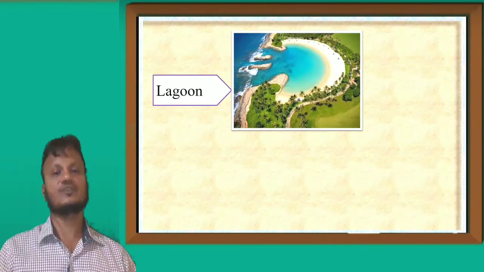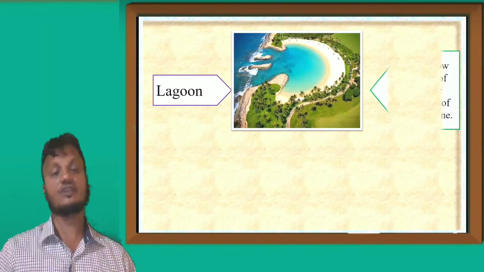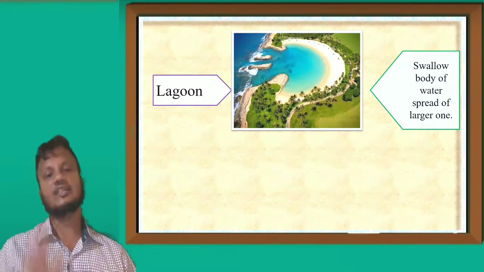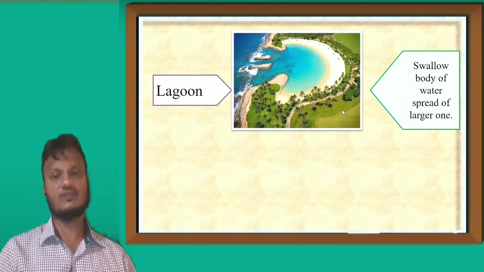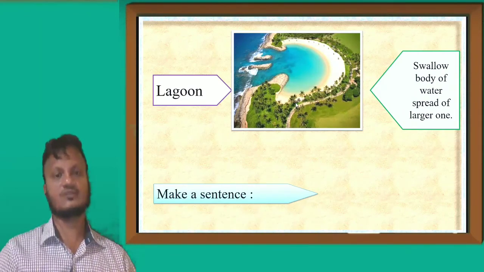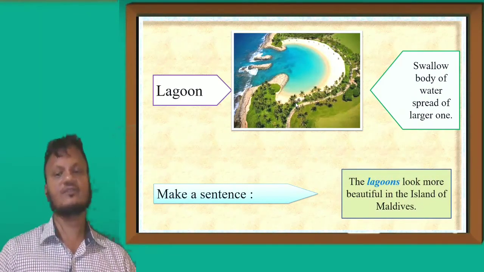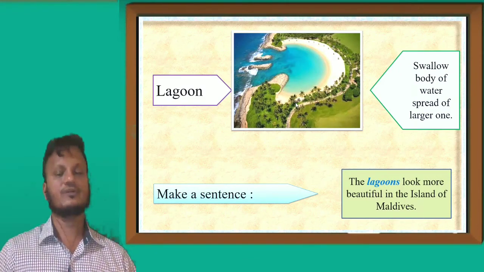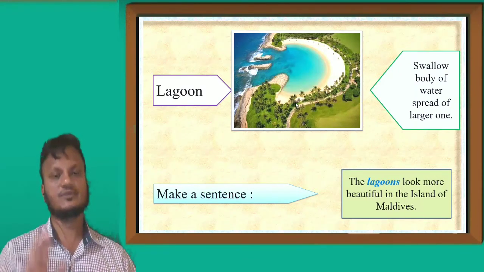Another is lagoons. So what is the meaning of lagoons? A shallow body of water separated from a larger one. This is a lagoon. Now make a sentence. The lagoons look more beautiful in the land of Maldives.